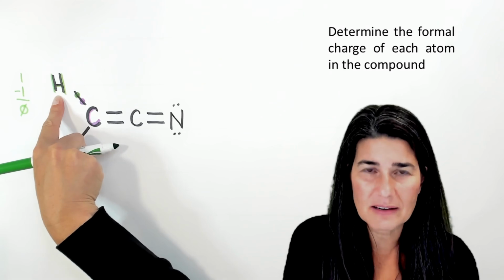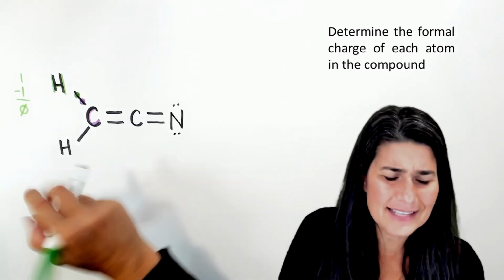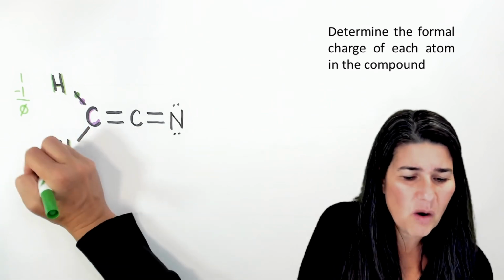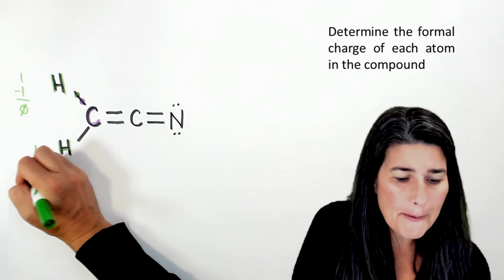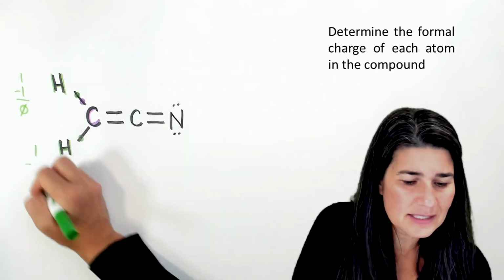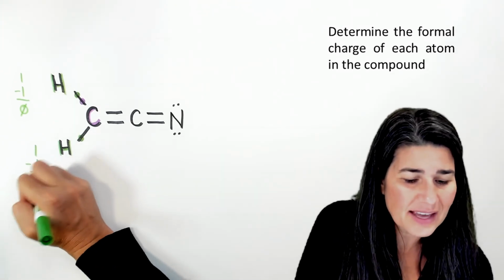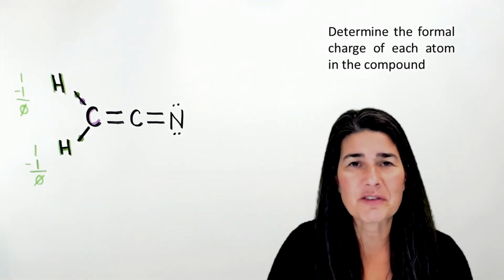for this hydrogen. Now this hydrogen is exactly the same. When we look at this hydrogen, there's supposed to be one valence electron minus the one valence electron in that bond that belongs to the hydrogen. That gives us zero formal charge for that.